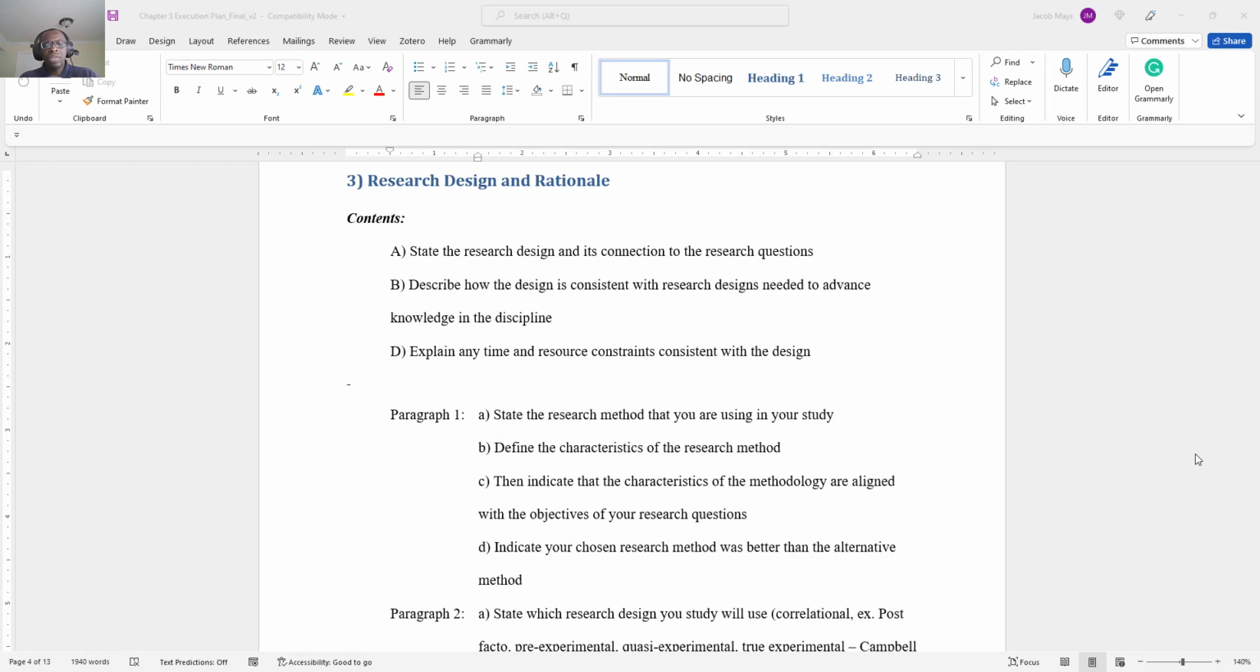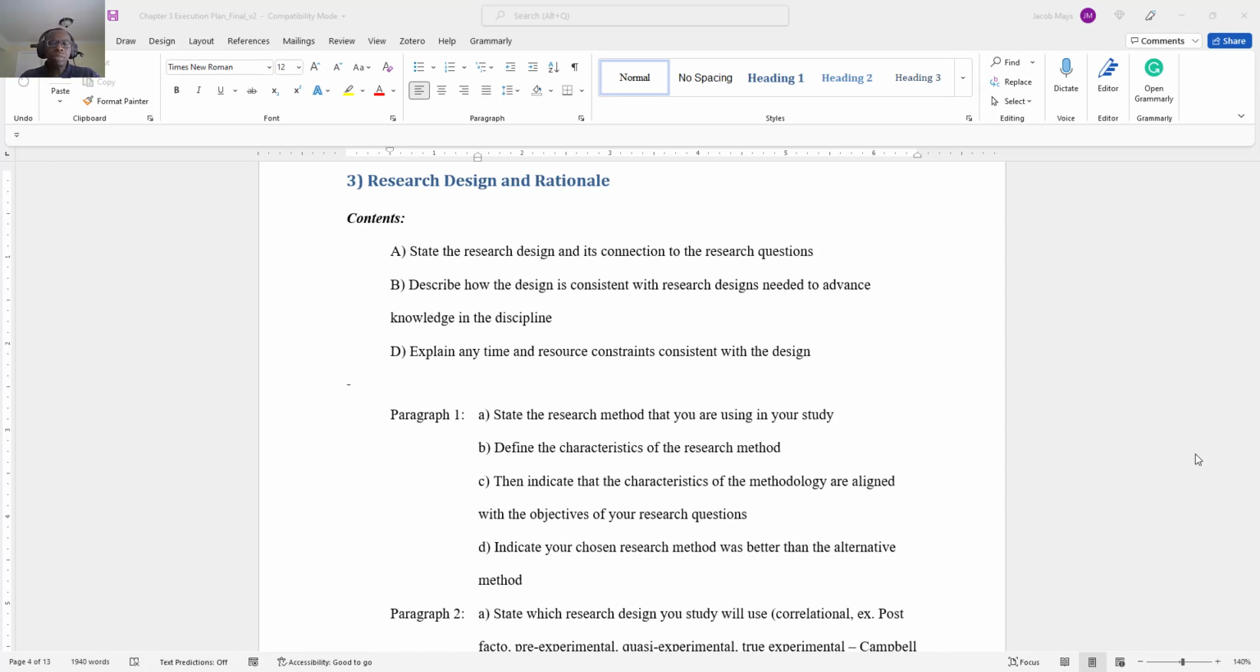All right? So you're going to define the characteristics of the research method. Then you're going to indicate that the characteristics of the methodology are aligned with the objectives of your research question, right? So if you're using a survey methodology, or you are measuring changes over time, or if you're in a biology lab and you're measuring changes in chemical reactions or something, that's numeric. So that's a quantitative methodology. So you just have to show that there is a tie between the characteristics of that methodology and your study, the objectives of your study.